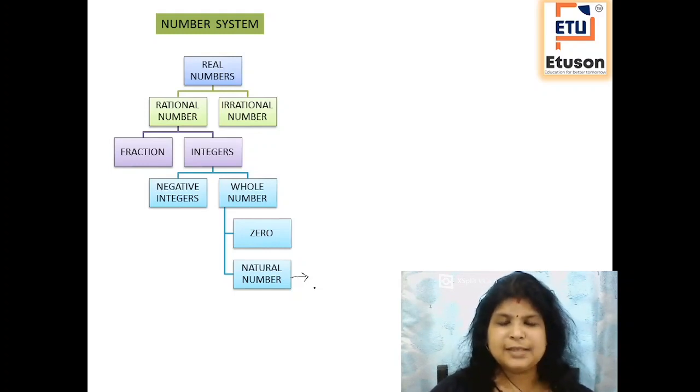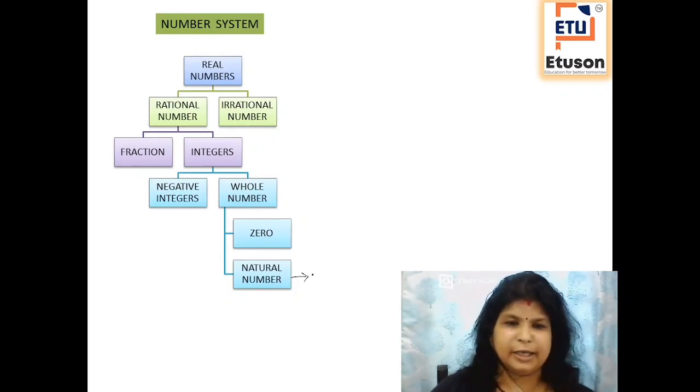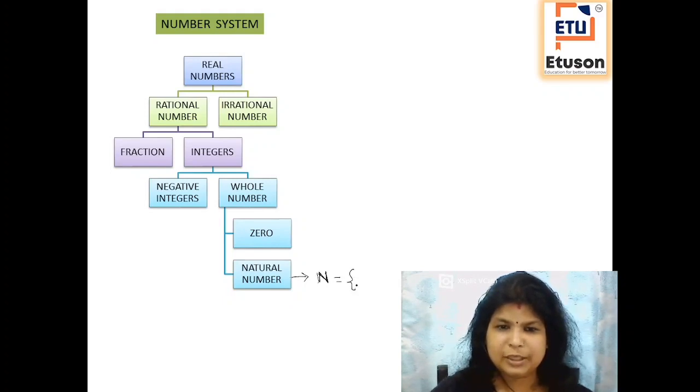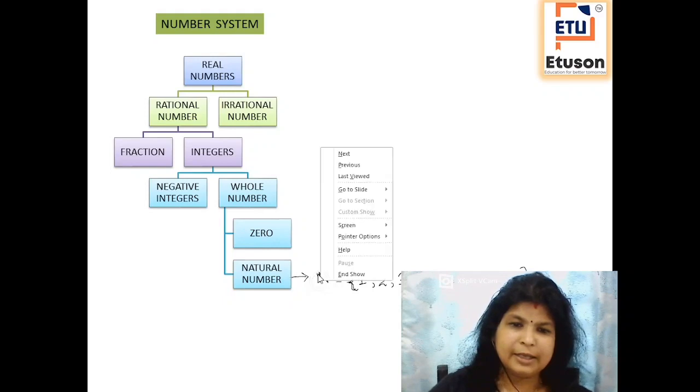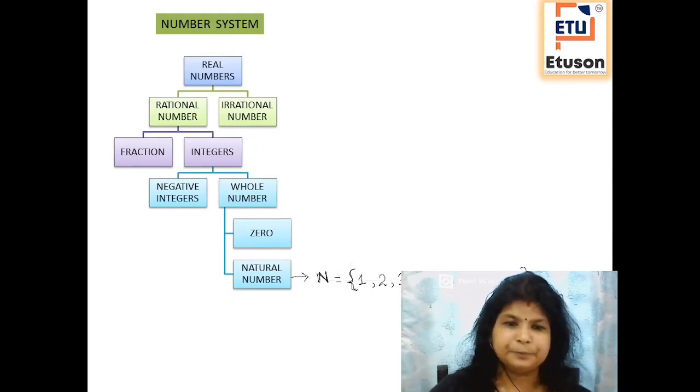Natural numbers are the numbers which we use for counting or ordering. It is very simple and it is denoted by capital N. And what are the numbers included in it? That is 1, 2, 3, 4, and so on and so forth. It is an infinite set because we don't know where the numbers end, isn't it? So it is natural numbers, indicated by capital N.